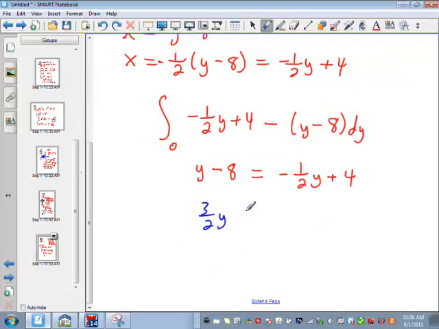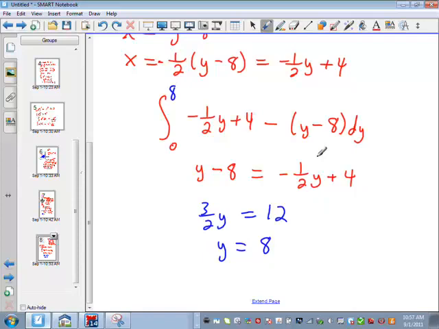3/2 y equals 12. Add 1/2 y to both sides, that gives you 3/2. 1 plus 1/2 is 3/2. And then 8, y is equal to 8. Multiply both sides by 2/3. 2/3 of 12 is 24 over 3. 12 times 2 over 3 is 24 over 3, which is 8. This is the integral from 0 to 8.